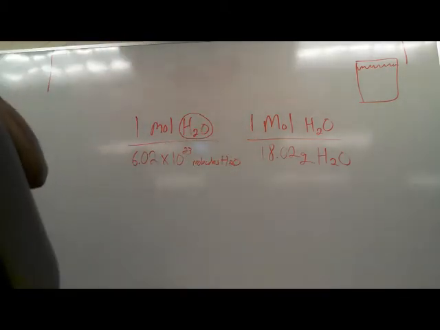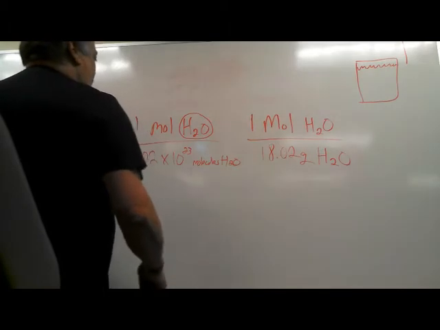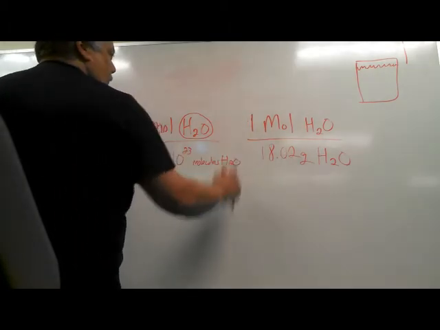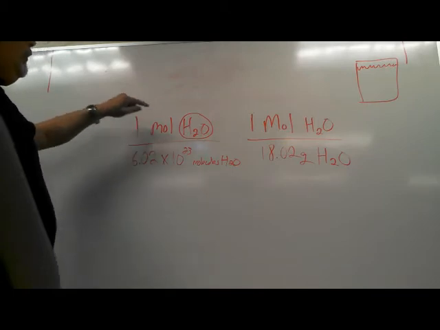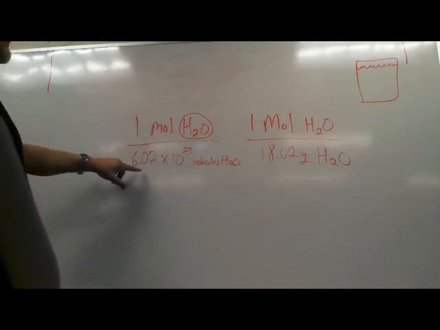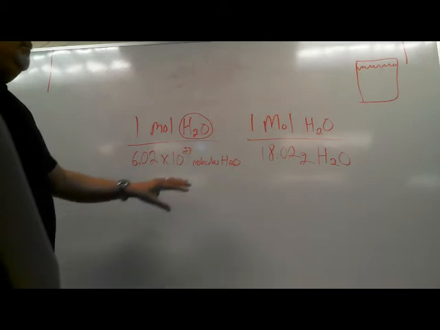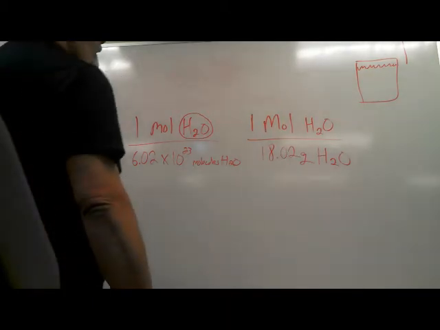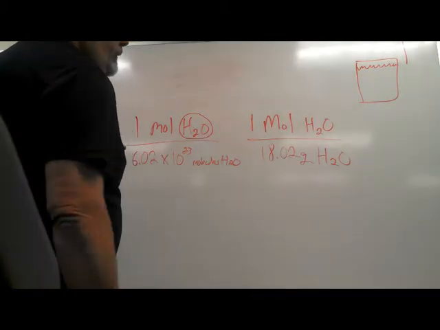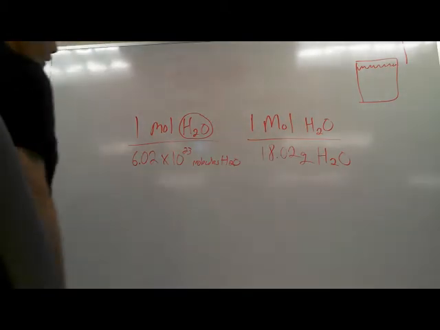Everybody in the scientific community agrees that 1 mole of water weighs 18.02 grams, and 1 mole of water also has 6.02 times 10 to the 23rd molecules of H2O to comprise it. Okay, now there's one more. Let's take this one step further. Now let's start breaking it down.